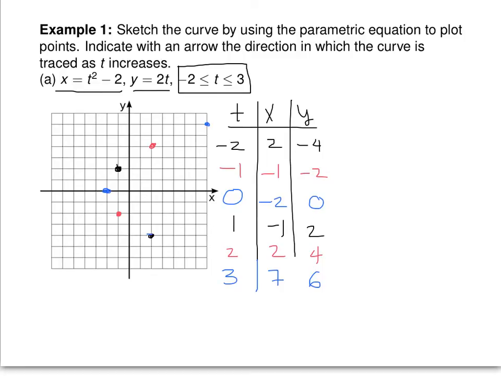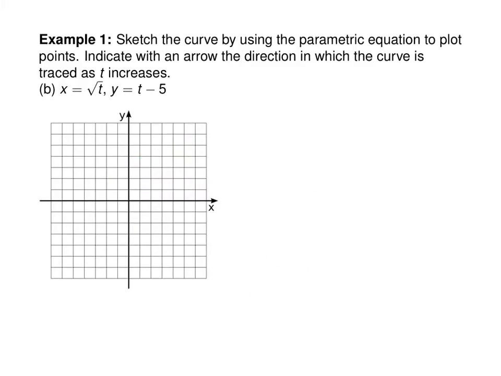In this case, I want you to tell me the direction in which the curve is traced. So it's traced in this direction. And it does actually stop at this point and stop at that point. So there's no arrows off the end because your domain is restricted between -2 and 3.